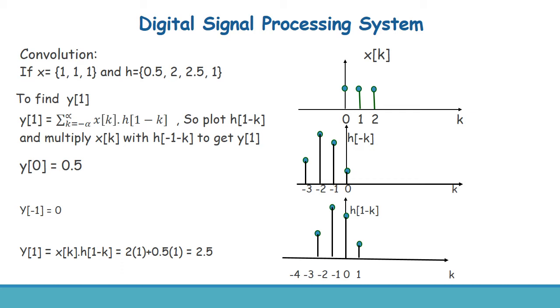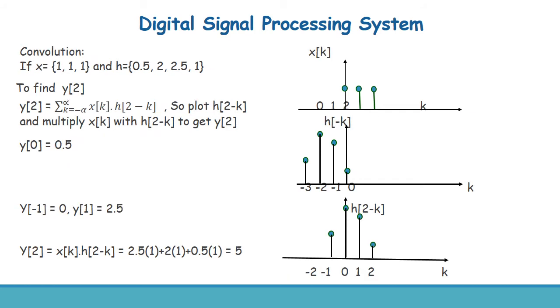So now if you multiply, you get 2 into 1 plus 0.5 into 1. So what I get is 2.5. Similarly, you can get y of 2, that is substituting n equal to 2, you get the third value of y of n. So plot h of 2 minus k and multiply it with x of k, you get y of 2.